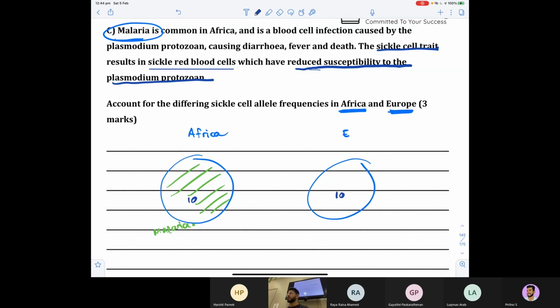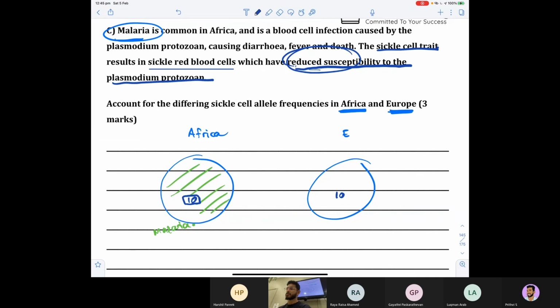Okay? Now, has anyone heard of sickle cell disease? No? No one's heard of it? Okay, it's a trait. Now, these 10 people have reduced susceptibility to malaria. So will they die from malaria? Maybe not. Less likely to die. Do you all agree? They're less likely to die.